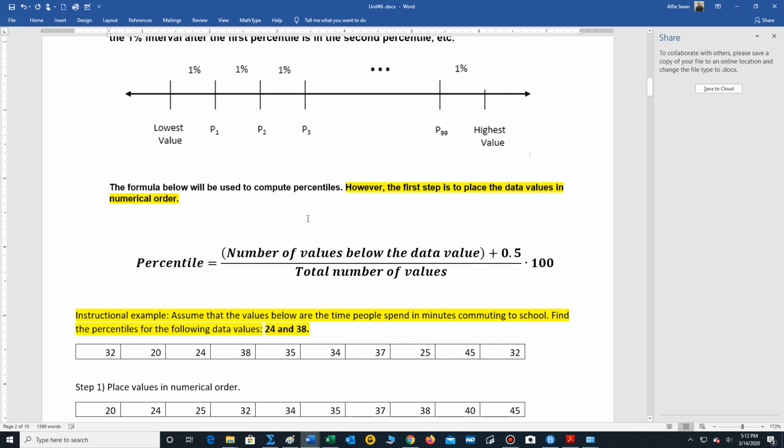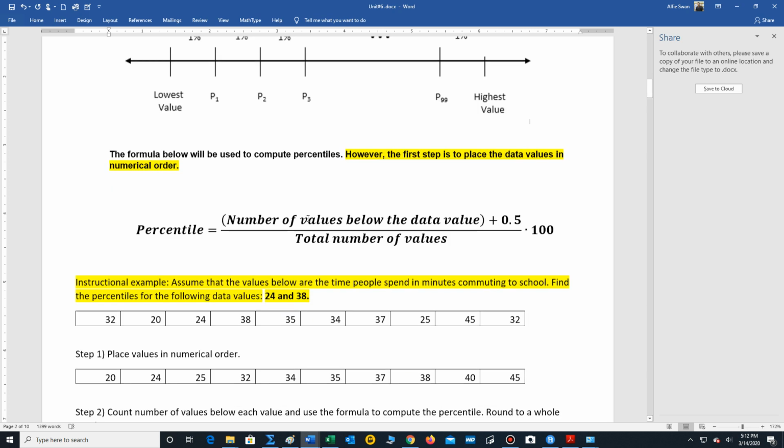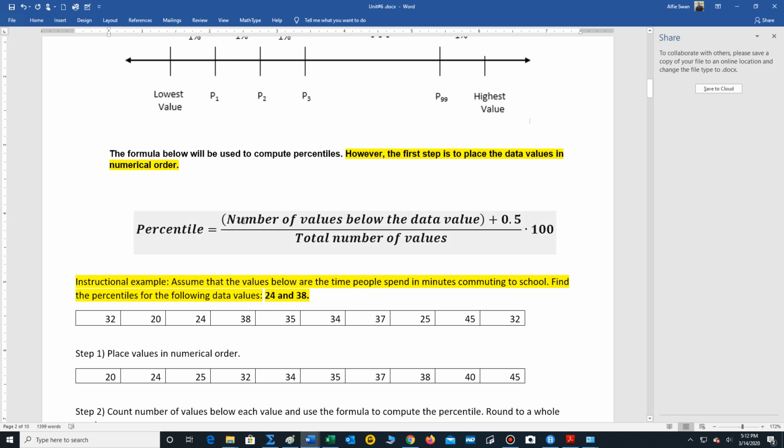our percentiles. Okay. And just remember, whenever we're given a data set, we should always put the data values in numerical order. So the formula for percentiles is the following. We just basically count the number of values below the data value that we're trying to find the percentile for, add 0.5, divide by the total number of values, and then multiply by 100. Finally, we will round the percentile to a whole percentile.